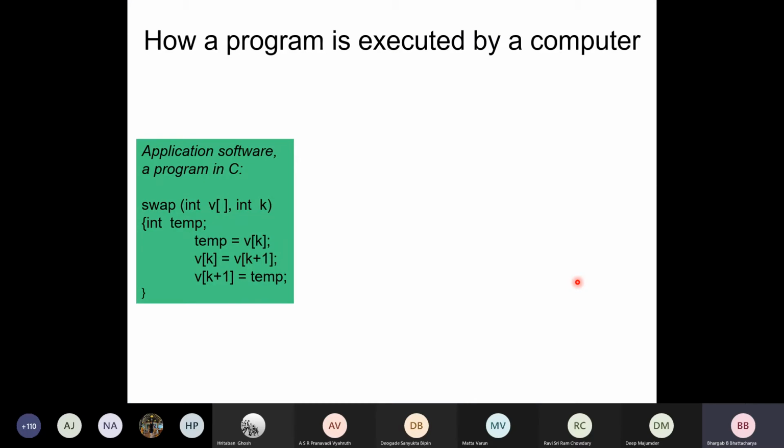All right. So tell me, suppose you write a program in C, which you can see is nothing but a very simple program that actually performs swapping of two variables. Right? So you have two variables, V and K, and the content of these variables is getting interchanged. Okay. So you have written a program in C. Now you tell me, when you write a program like this, how would it be executed by a computer?